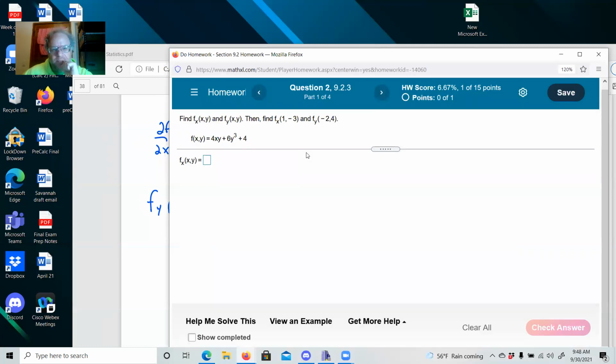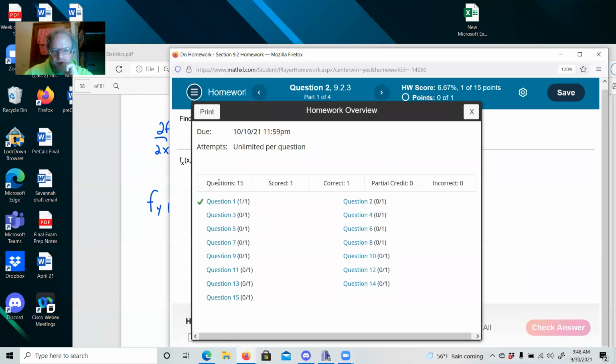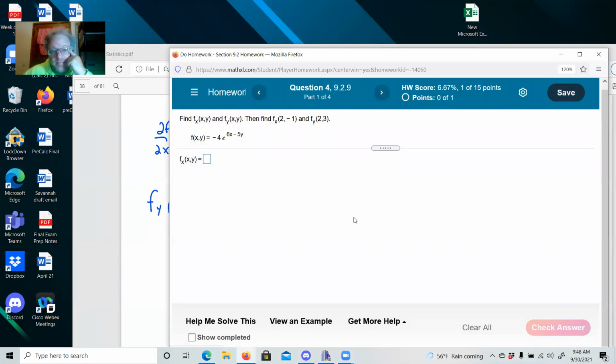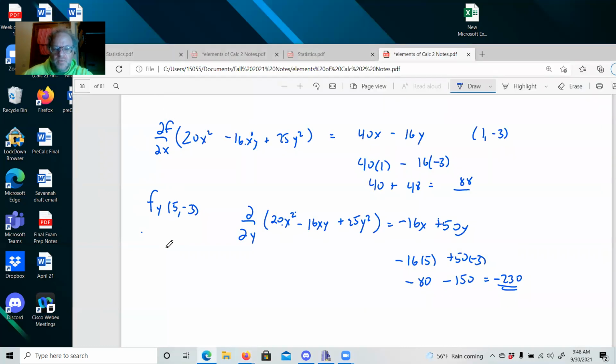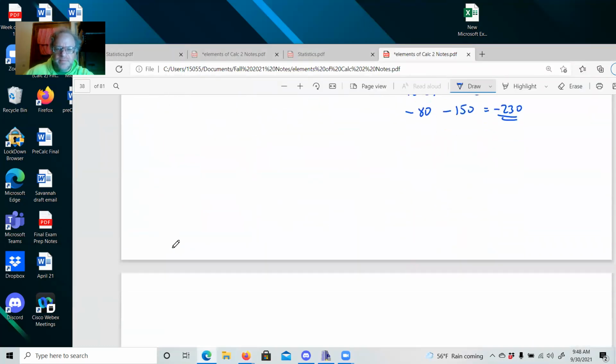So let's see what we got. How about we do number 4? Fun. Okay. What we're going to do is find the partial of x, the partial of y, and then plug in some points. Okay, so here's our function.